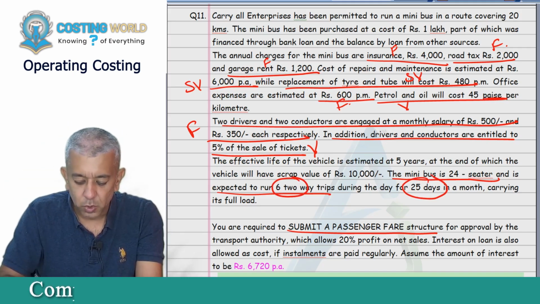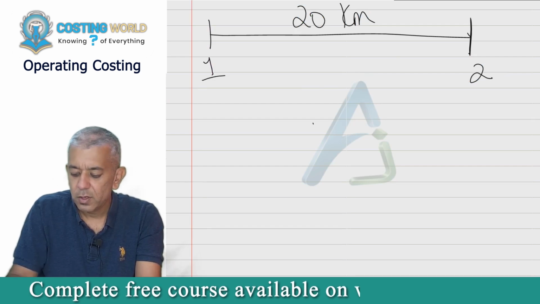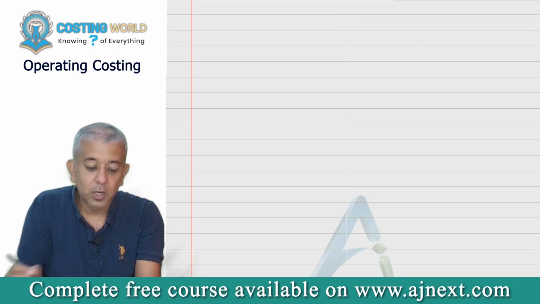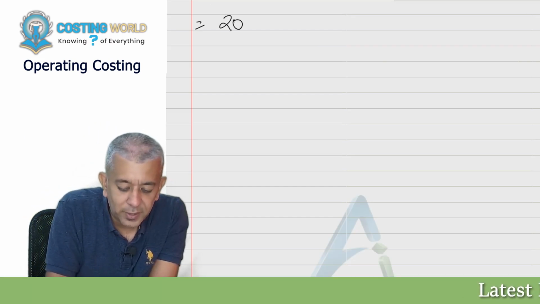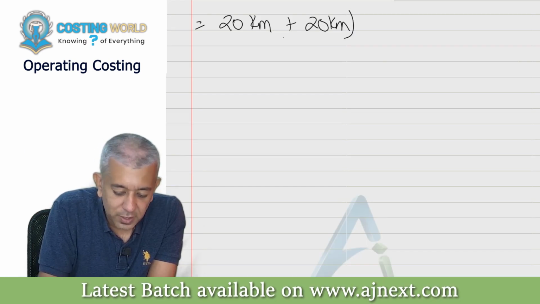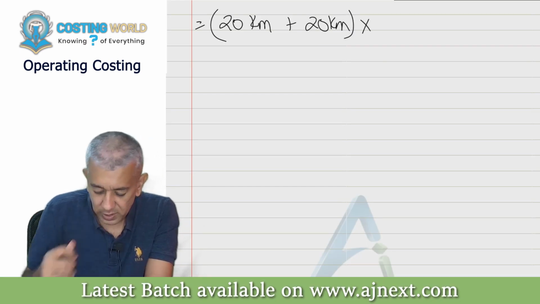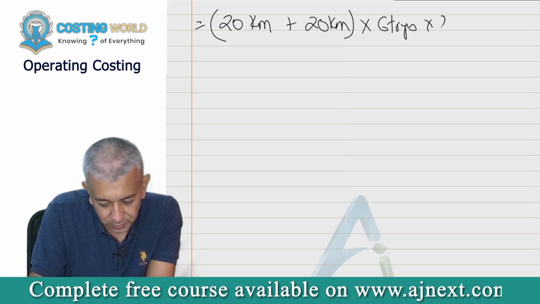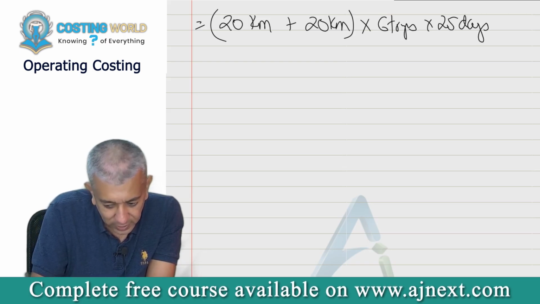Okay. So, write down please. Given the title number of kilometers per month. So, start to compute on the next line. 20 kilometers going plus 20 kilometers coming into 6 trips a day into 25 days in a month.